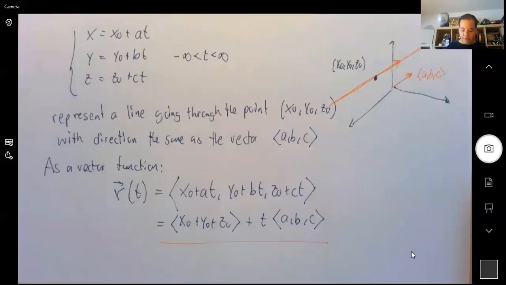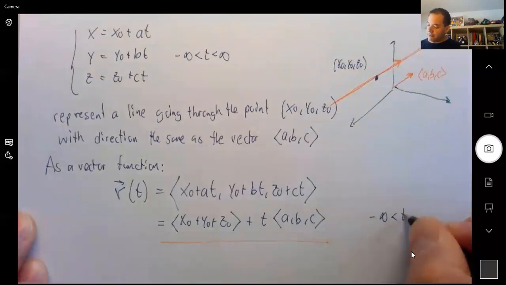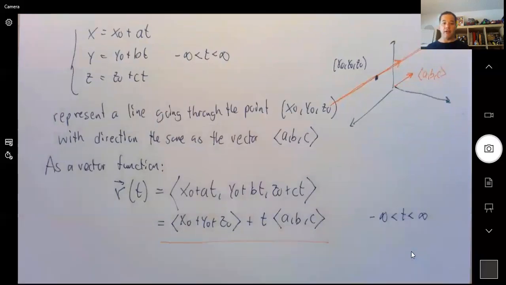So that's how we parameterize an entire line. If you want the entire line, you let t go from negative infinity to infinity. If you only want a segment, then you need to find out what is the t for one of the points and what is the t for the other point, and you just say t between this time and that time. All right, I'll clarify that with the following example.